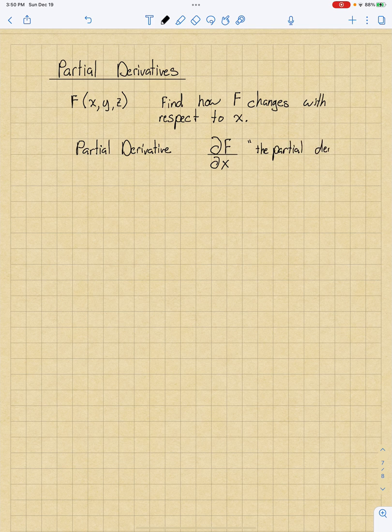And the way this reads is this is the partial derivative of f with respect to x. That's how we would say this. This is the partial derivative of f with respect to x, where it's understood that f is a function of more than just x. It's a function of multiple variables, and x is one of those variables.